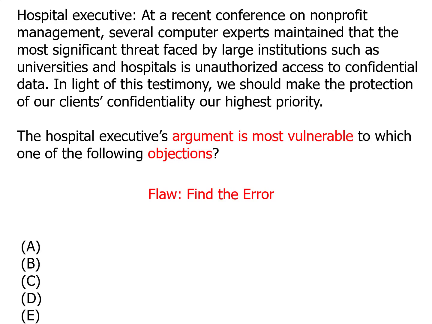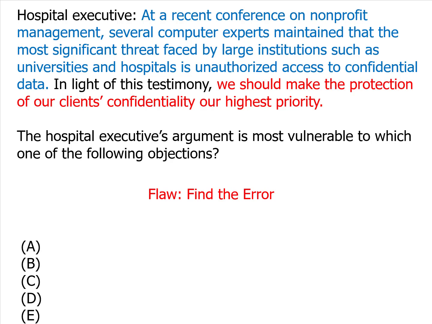Before you can find the error in the argument, you have to understand it, which means knowing its conclusion and its evidence. The conclusion here is found in the last sentence. We, meaning the hospital that the hospital executive works for, should make the protection of our client's confidentiality our highest priority. The evidence that the hospital executive gives for this conclusion is some stuff that happened at a recent conference on nonprofit management. There were some computer experts who maintained that the biggest threat faced by large institutions like hospitals is unauthorized access to confidential data.